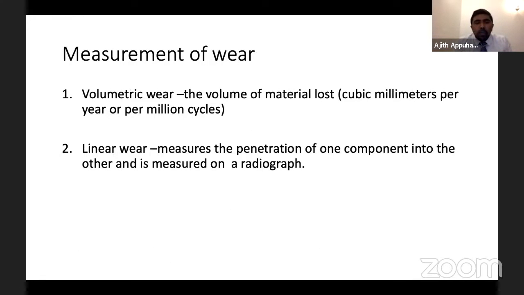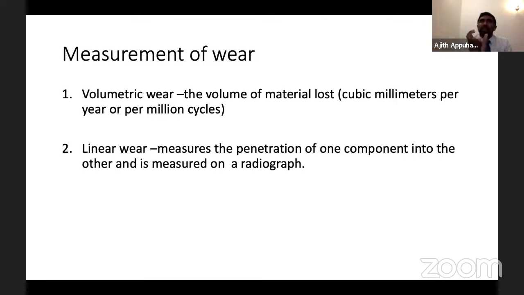Okay, now we'll go to how to measure wear. There are two types of wear we need to know in your exam: volumetric wear and linear wear. Volumetric wear is the volume of material loss. It is measured in cubic millimeters per year or per million cycles. Linear wear, we can measure radiographically. We measure the penetration of one component into the other. Once it's visualized in the X-ray, we call that protrusion.